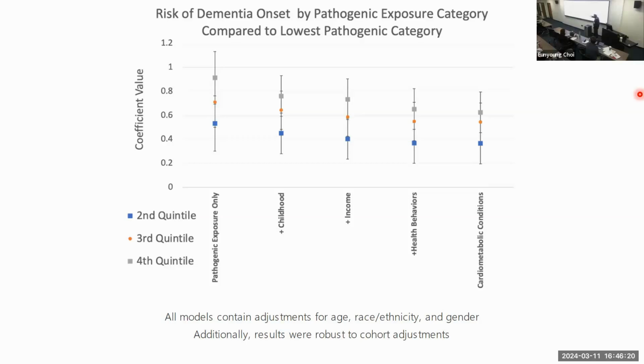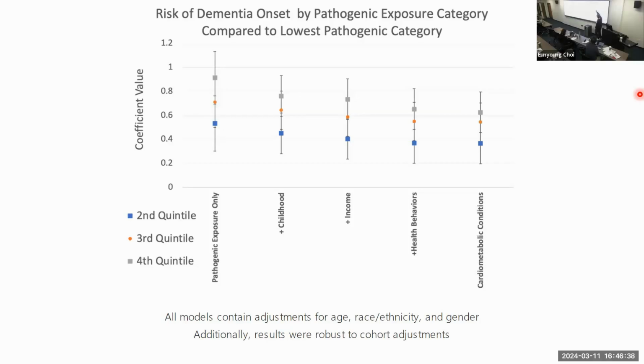But the idea here is 0, right, is basically even, that line. And these are the coefficient values that were actually plotted, and maybe I'll show odds ratios, but I can tell you what the odds ratios are to give an idea. And then anything above 0 is going to indicate a greater risk of dementia onset, right?